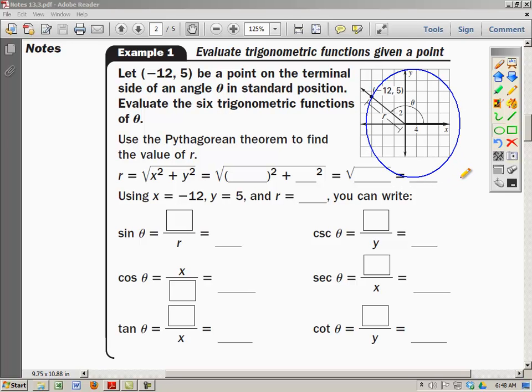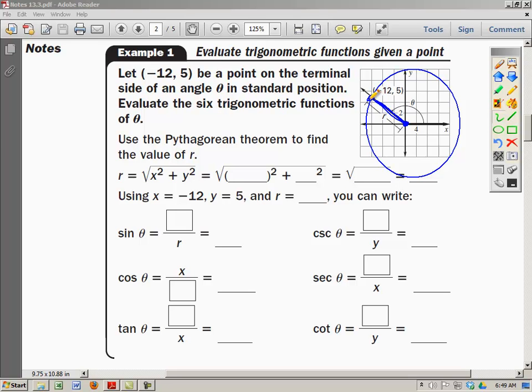Pretend that that's centered at the origin here, all right? And we have some circle centered here, and then the radius is given here. And so that's my radius. And the point (-12, 5) is on that circle. And so it says, first of all, we want to evaluate the 6 trig functions of theta.